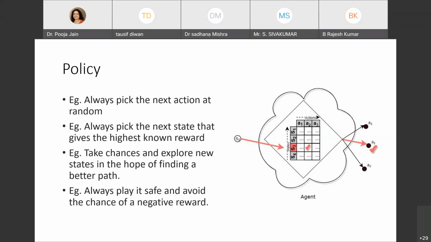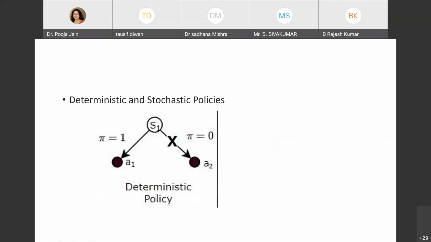Deterministic versus stochastic policy: if some sort of randomness is there in choosing the policy, this kind of policy comes under the category of stochastic policy. Otherwise, this is known as deterministic policy.